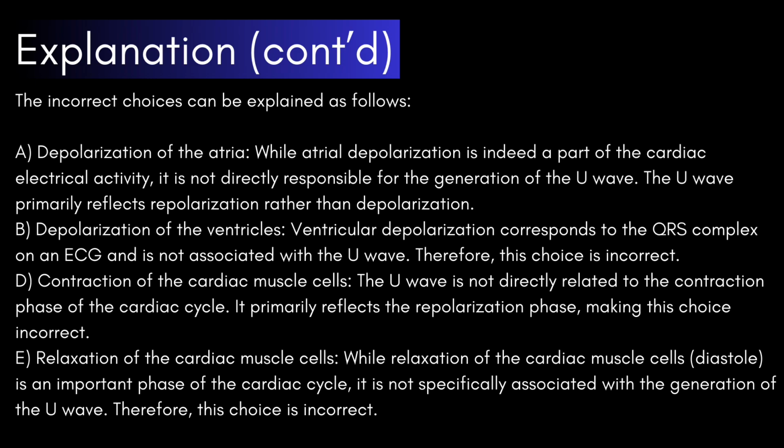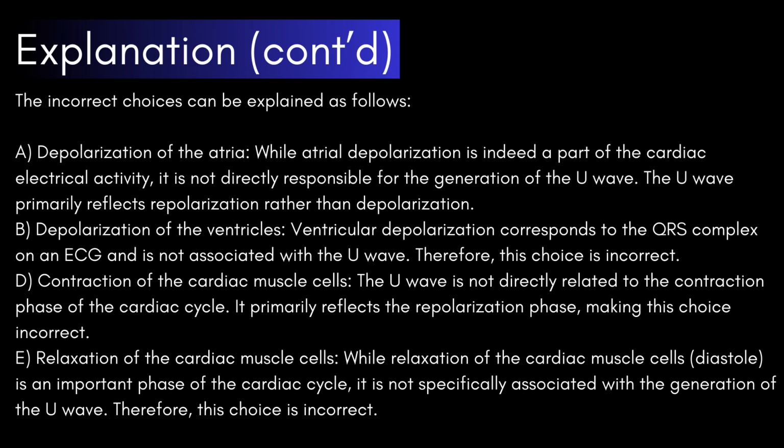B. Depolarization of the ventricles. Ventricular depolarization corresponds to the QRS complex on an ECG and is not associated with the U wave. Therefore, this choice is incorrect. D. Contraction of the cardiac muscle cells. The U wave is not directly related to the contraction phase of the cardiac cycle. It primarily reflects the repolarization phase, making this choice incorrect.